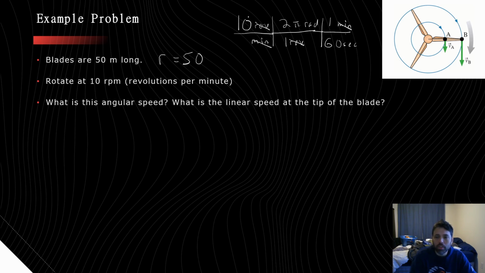So I'm going to multiply across the top. 10 times 2 is 20, times pi is 20 pi, divided by 60. Well, 20 over 60 is a third, so I get 1/3 pi radians per second. I'm running out of room, so I'll just write radians per second over here. Hopefully you can see that. Okay, 1/3 pi radians per second.